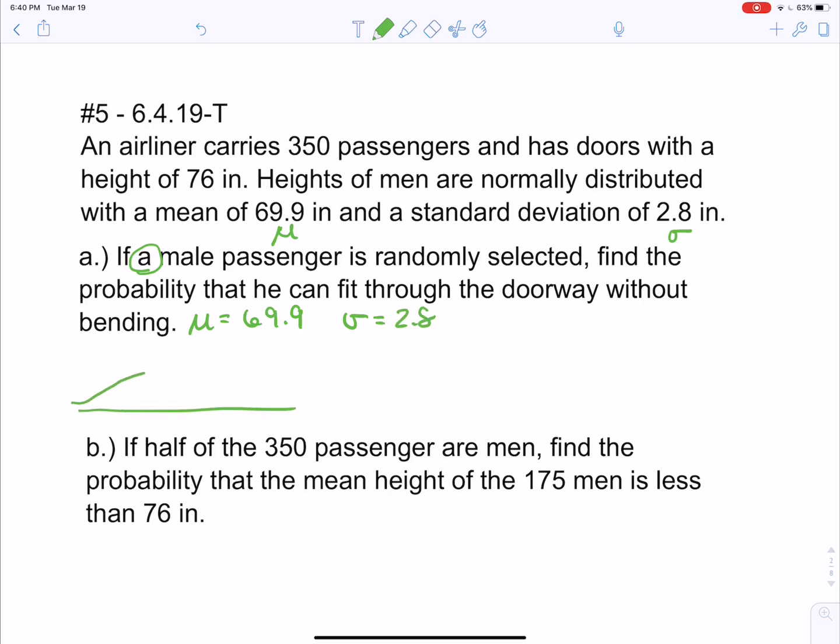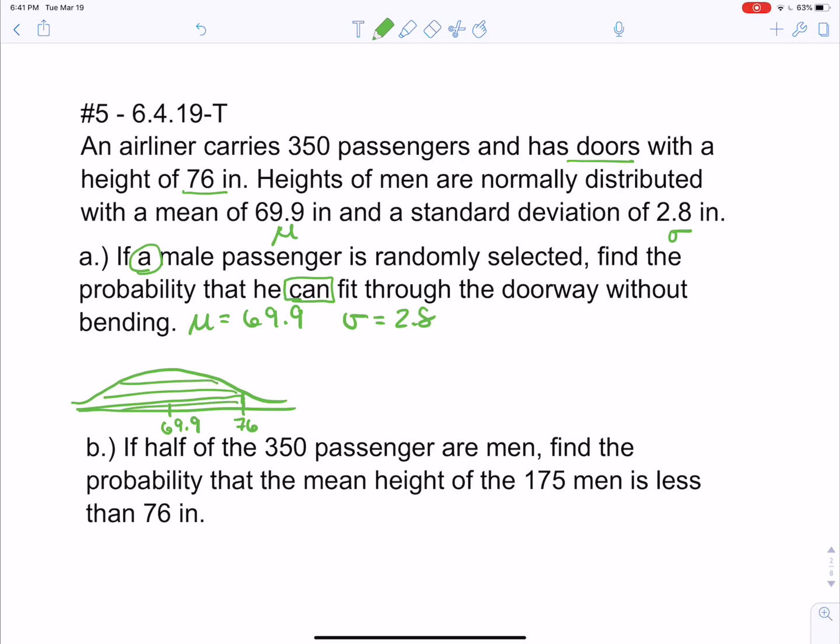If I sketch out my normal distribution to get an idea of what's going on, my mean is always smack in the middle. And when we're being asked to find the probability that he can fit through the doorway, if we look back up at the problem, they're telling us the doors have a height of 76 inches. So that 76 inches is my data value. And if this person can fit through the doorway, they have to be that tall or shorter, right? If you're too tall, you'll have to bend over. You won't be able to fit through it.